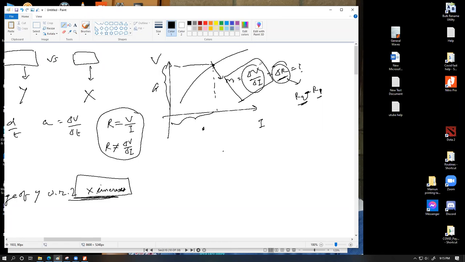So V by I gives resistance, but del V by del I would give something other than resistance. Yes. So what would del R be, when we find the gradient for two different points of the curve? I'm not entirely sure of the answer to this question. I have not gone through that research. I cannot tell you for sure, but I can look it up. I don't know this, honestly. But it will not be resistance. That I know for sure.